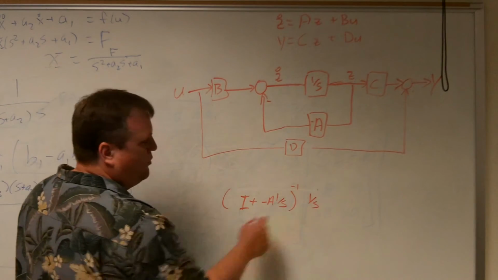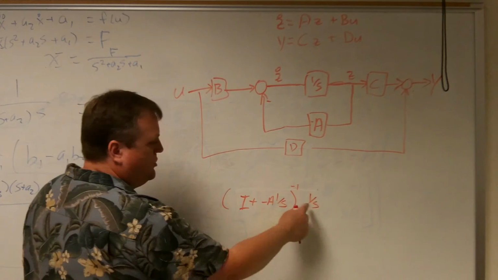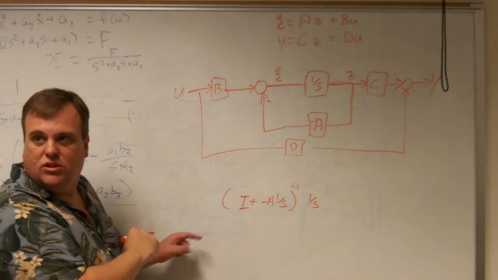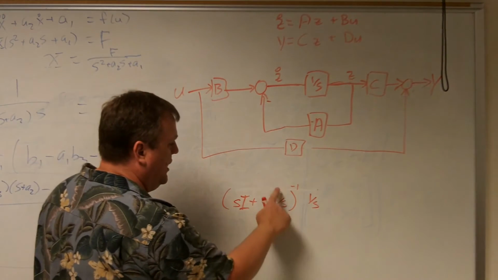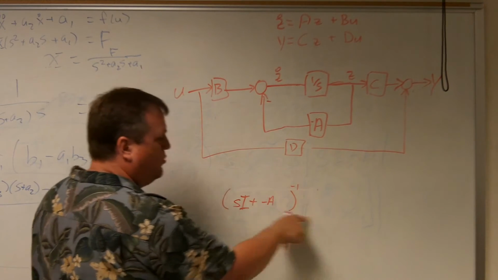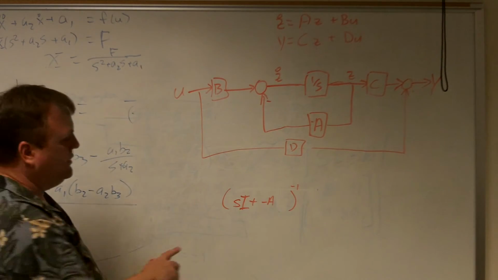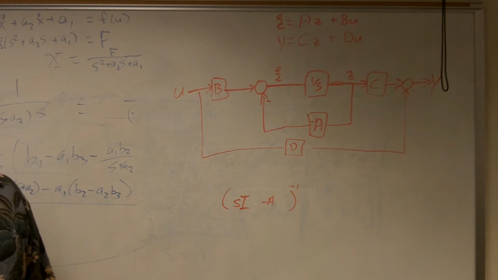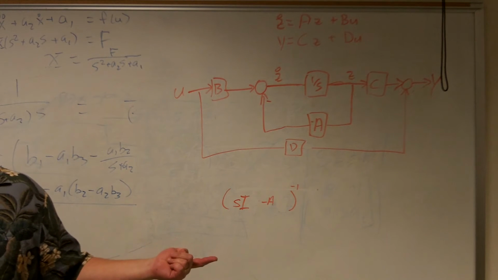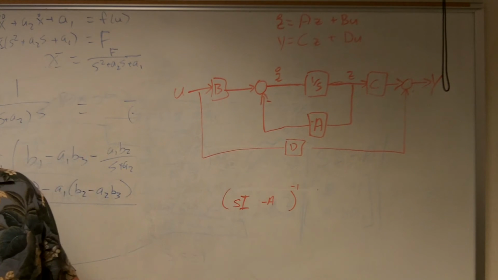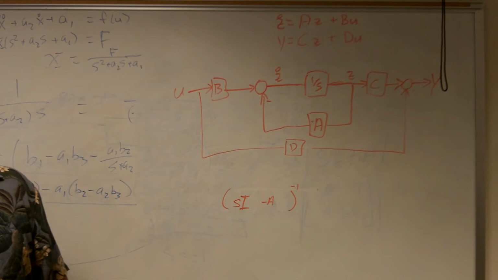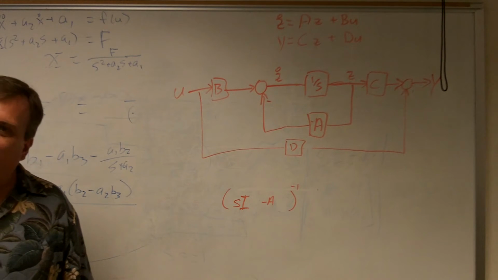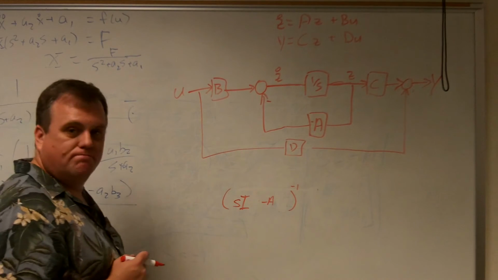If I took this 1 over S out here, that's the same as multiplying inside and outside by S. S times 1 over S goes away, and I get SI minus A, inverse. Isn't that what we said gave us our poles? Yeah. And amazingly, we got the poles dropping right out of the equation. So it's a second confirmation of exactly what we found the other way. It doesn't matter which way you do it, you find the same things. So far, so good?